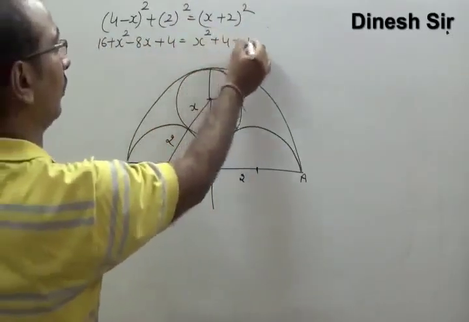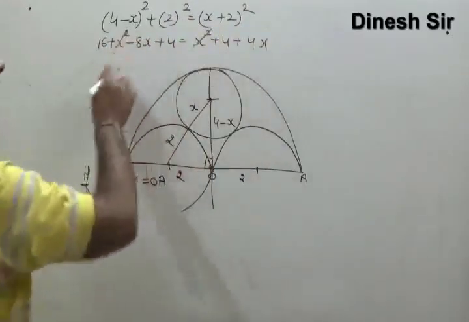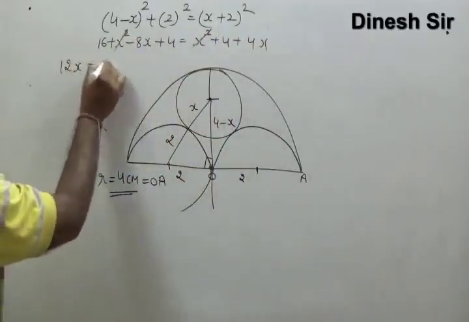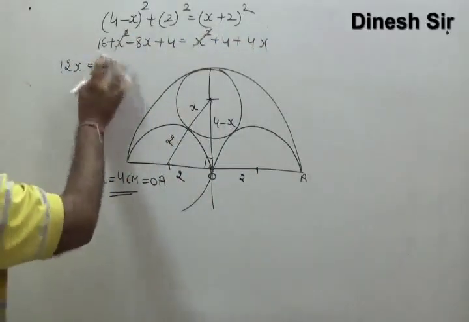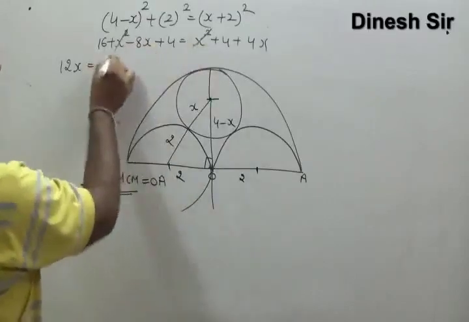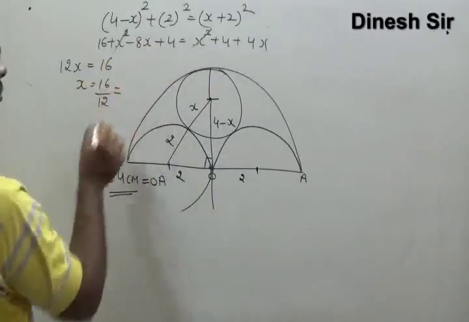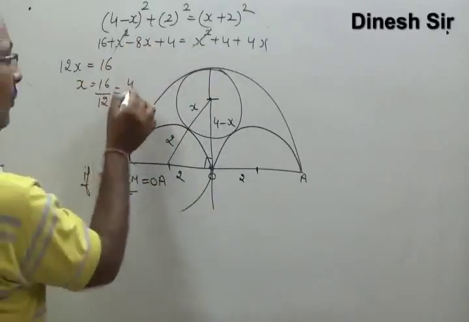Okay. Now open it, that is 16 plus x square minus 8x plus 4 equal to x square plus 4 plus 4x. The x square will cancel out, 8x will go there, that makes 12x equal to 16 plus 4, that is 20 minus 4, that is 16. Here I can say x equal to 16 by 12, or you may take it as 4 by 3.